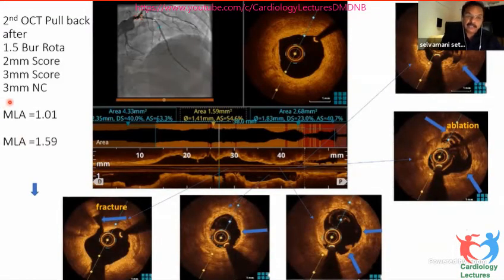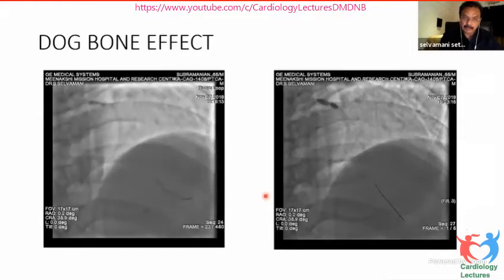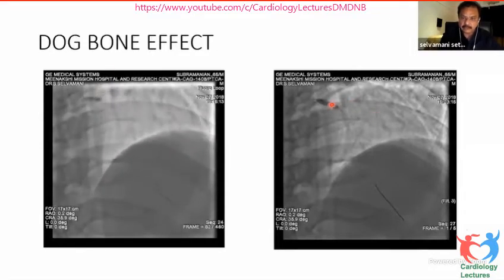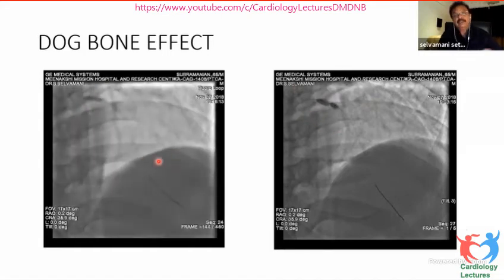I have done a 3 NC, and then I've done a rota, and at this point I have achieved an MLA from less than 1 to 1.59. That is what we have achieved in the OCT. So when I put a bigger balloon here, 3.5, you see here, it is not yielding at all, significant dog boning in this patient, in spite of all these things.